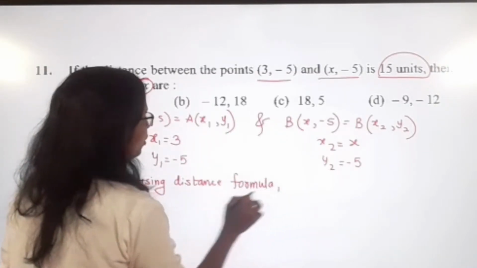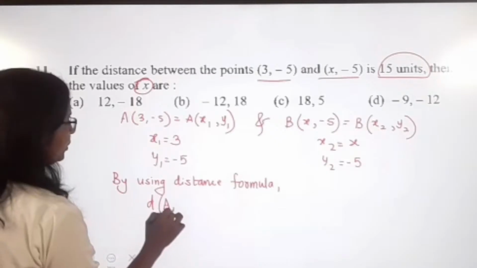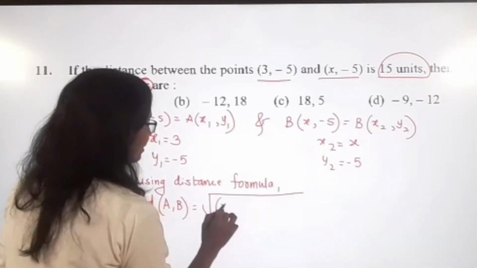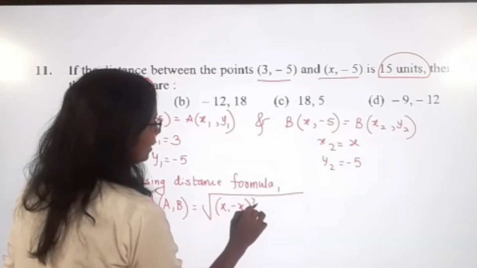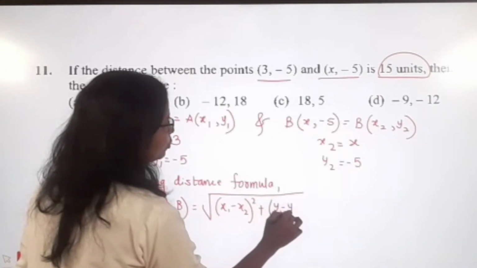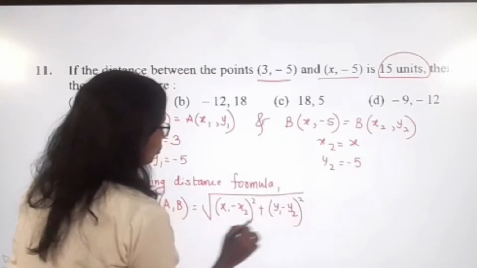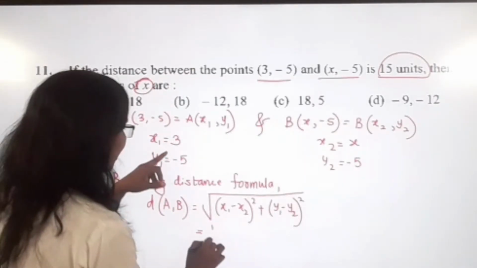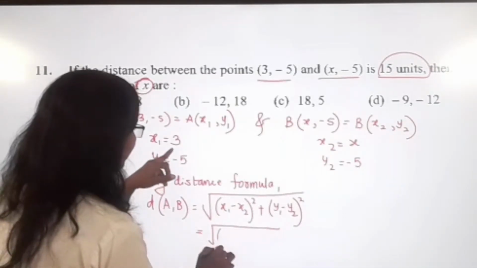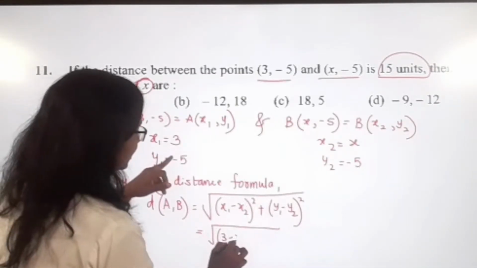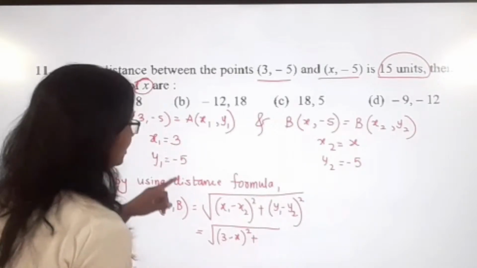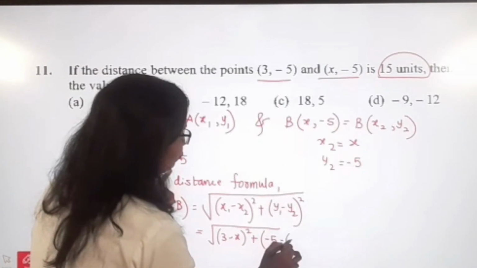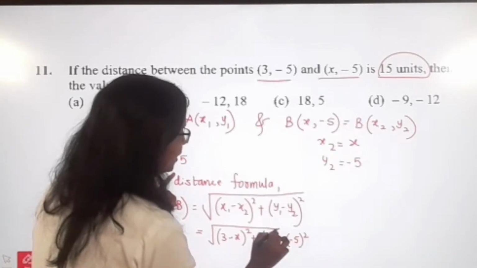By using the distance formula, the distance from A to B is equal to the square root of (x1 minus x2) whole bracket square plus (y1 minus y2) whole bracket square. So now put the values of x1, x2, y1, y2. So here in the square root, (3 minus x) whole bracket square plus (minus 5 minus of minus 5) whole bracket square.